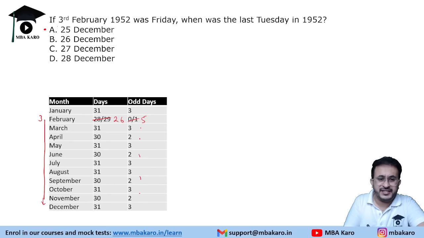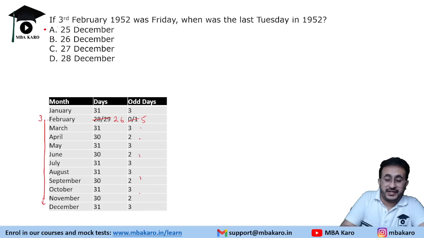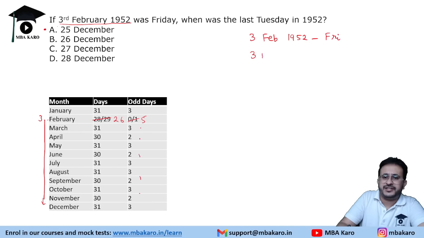Another way is, see, instead of counting from February till December, that is another way of thinking. Okay. We know 3rd of February 1952 is what? It is a Friday. So can we tell what is 3rd February 1953? It's a leap year in between.